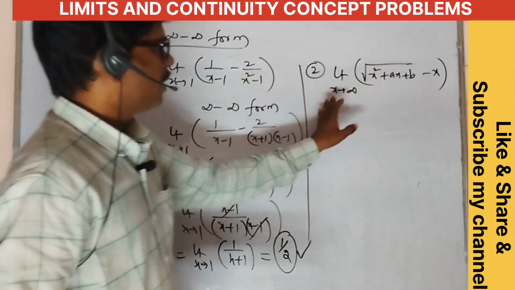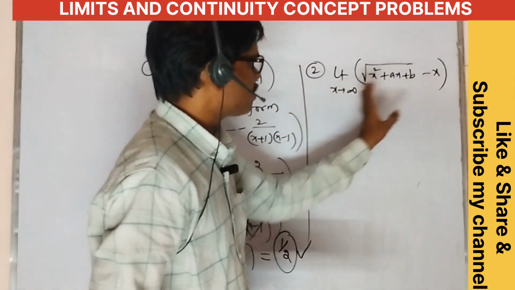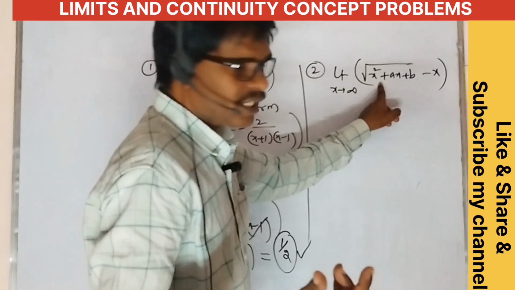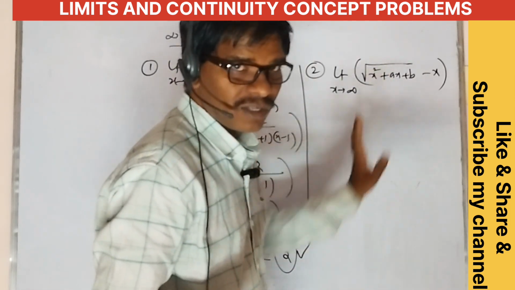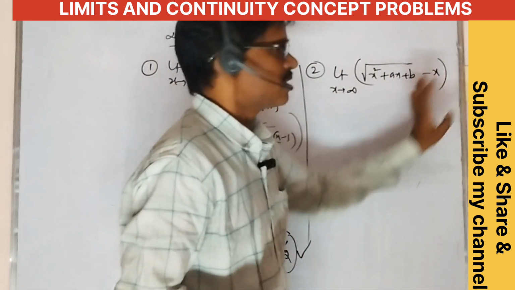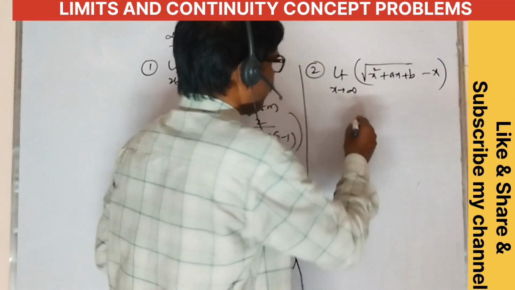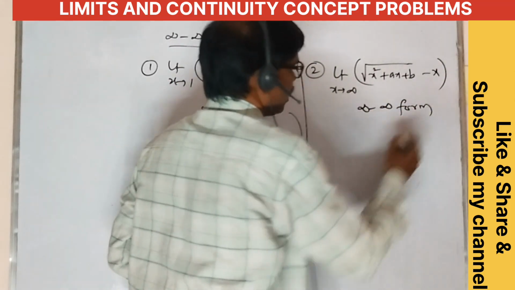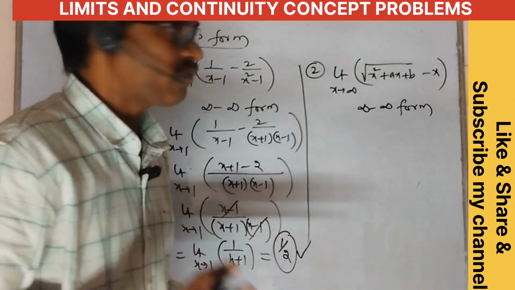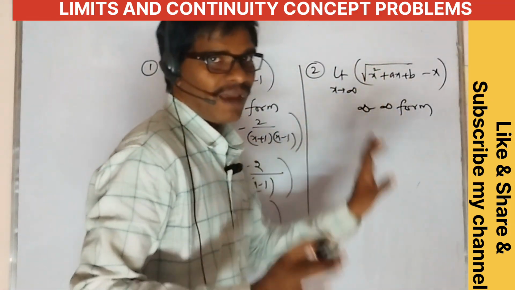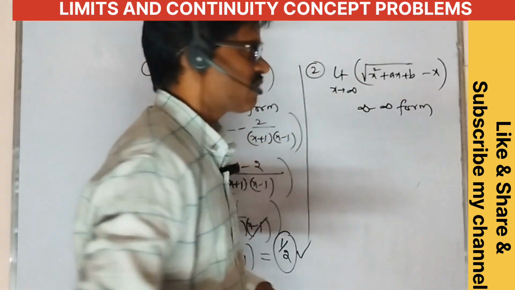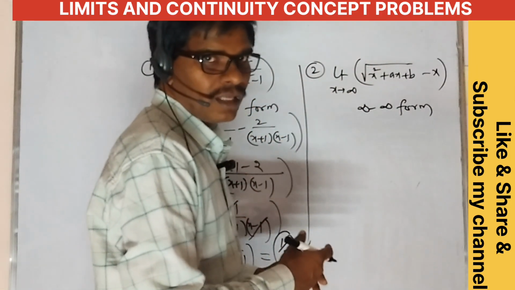Okay, next, limit as x extends to infinity. This is also an infinity minus infinity form. As x extends to infinity, plus anything also added, this is infinity and this is also infinity. This is also one indeterminate form. To find this value, rationalize. First you have a root value, rationalize it first, after that you can do the remaining problem.